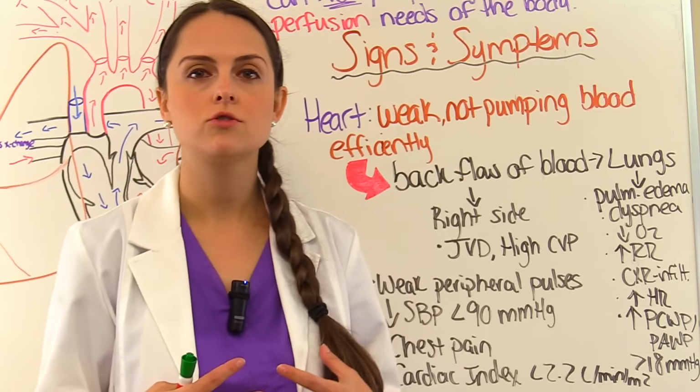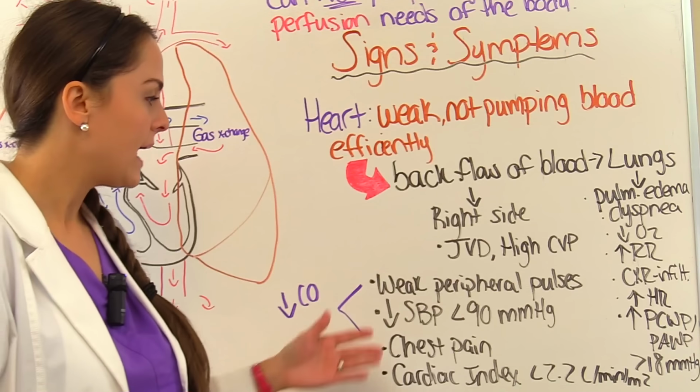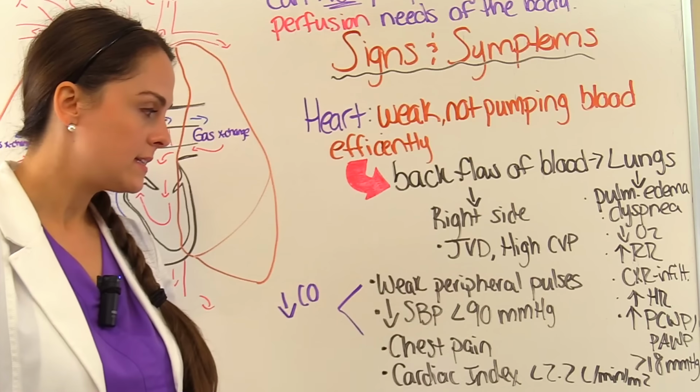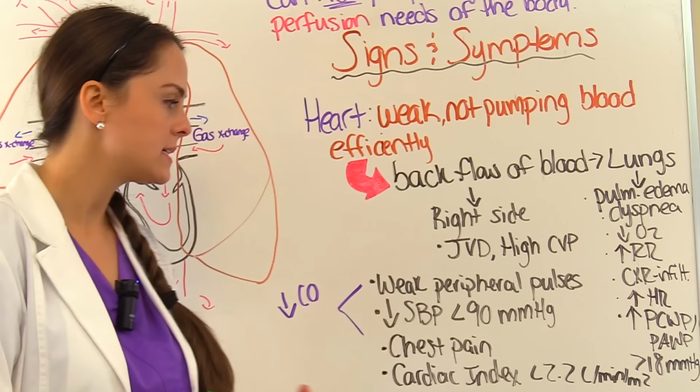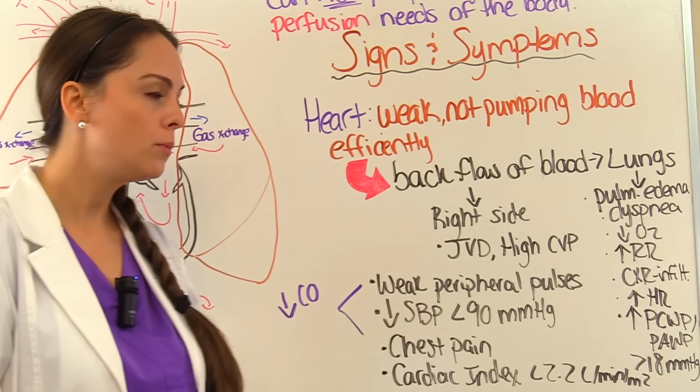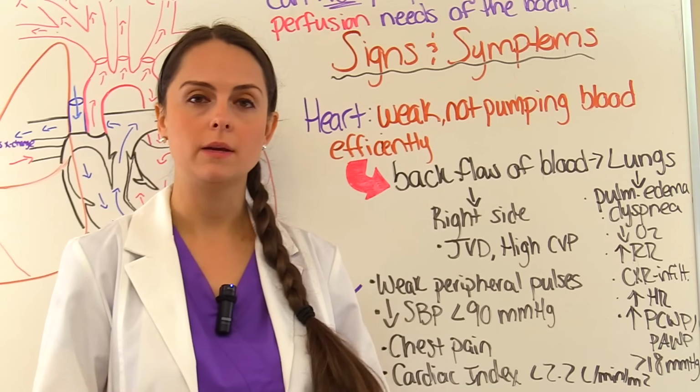Those cells are becoming stressed, causing the patient pain. And again, cardiac index, which was that specific cardiac output based on the patient's body size, will be less than 2.2 liters per minute per meter squared.